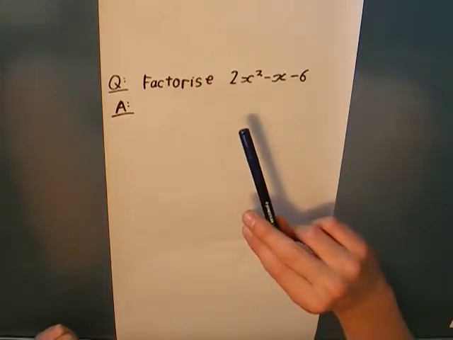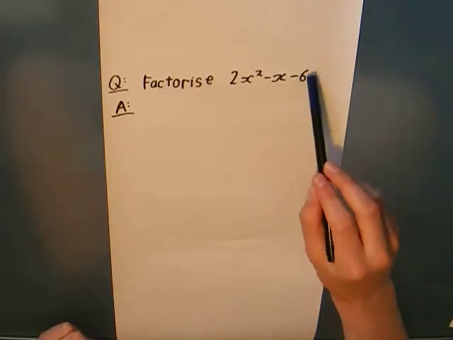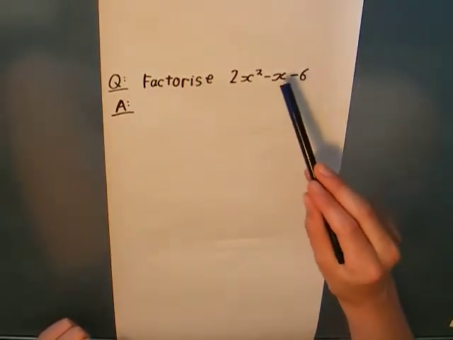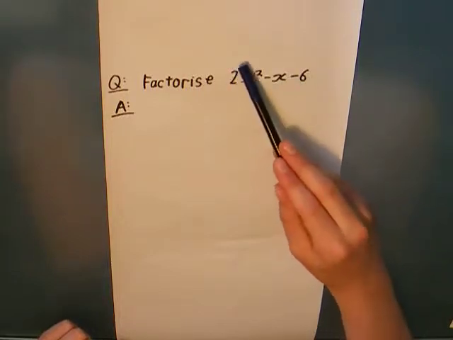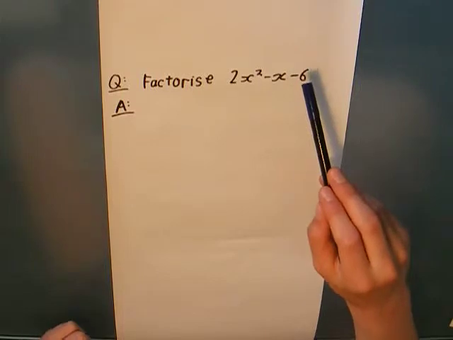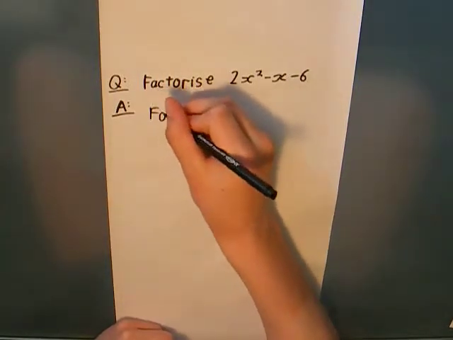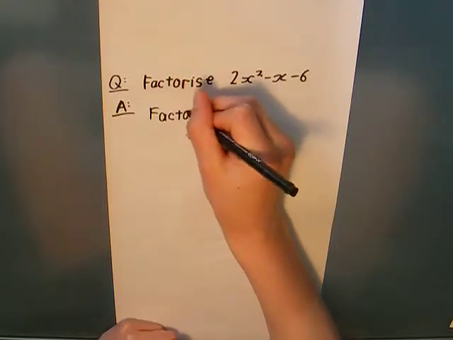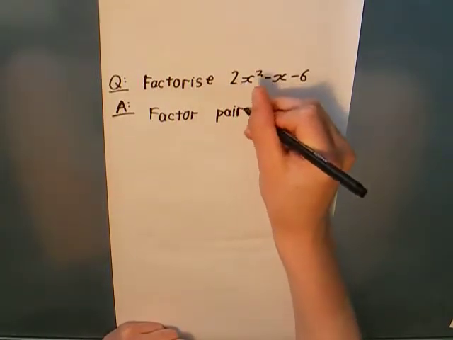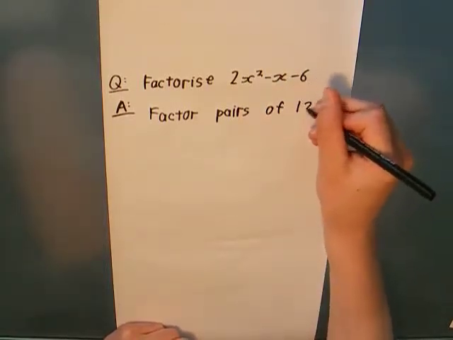that I covered in an earlier video, is that instead of finding the factor pairs of the constant term, in this case negative 6, you find the factor pairs of the constant term multiplied by the coefficient of x squared. So as 2 times negative 6 is negative 12, I'm looking for the factor pairs of negative 12.